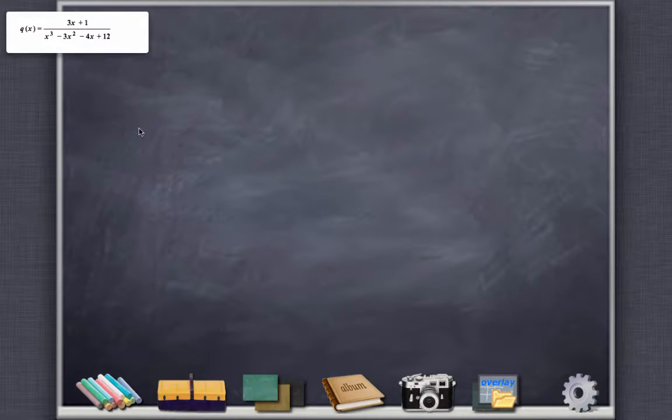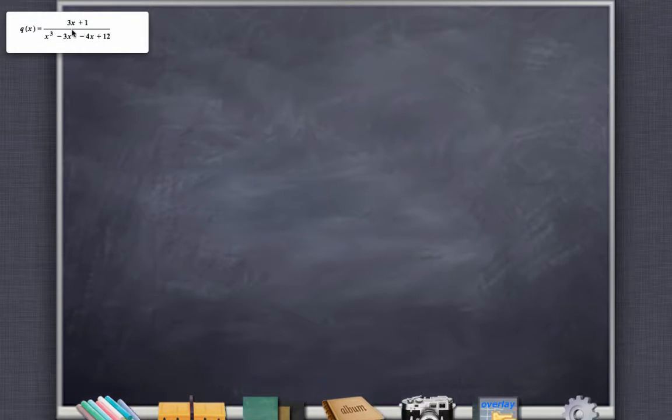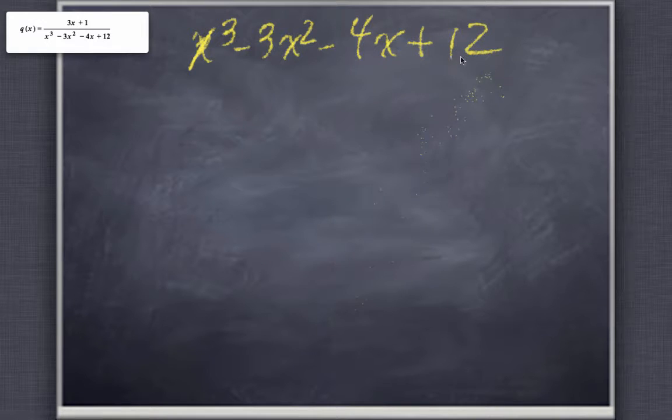So kind of step one, we would factor everything. This top doesn't factor, it's already a line. So let's look at this part. We see 4 pieces. We would try grouping.